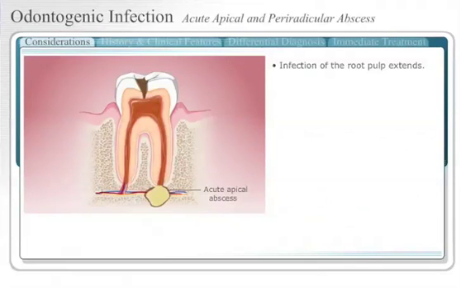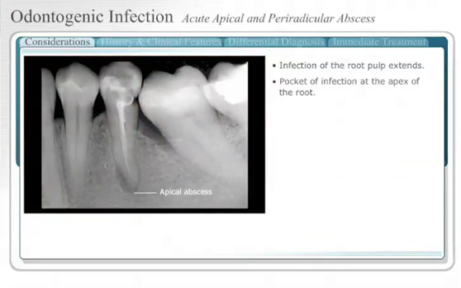Acute apical abscess results when the infection of the root pulp extends, producing a pocket of infection at the apex of the root.